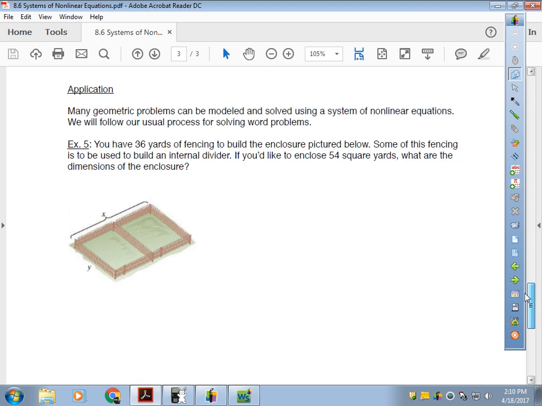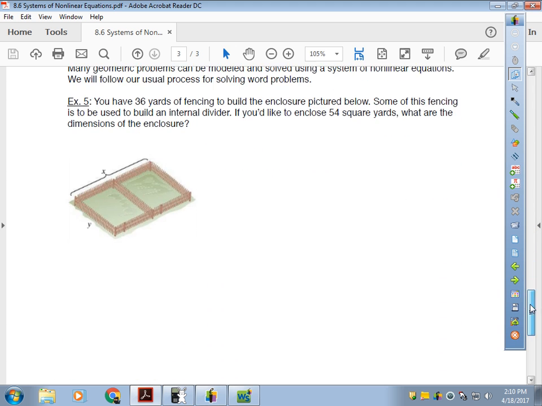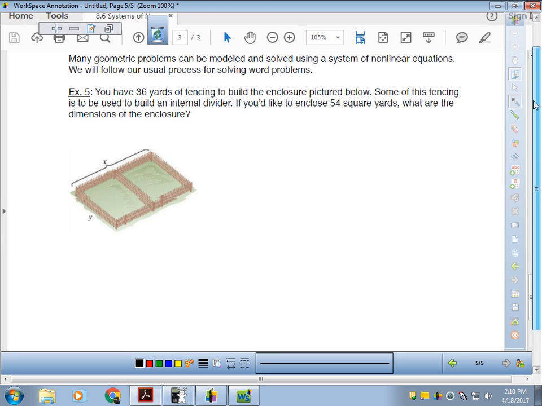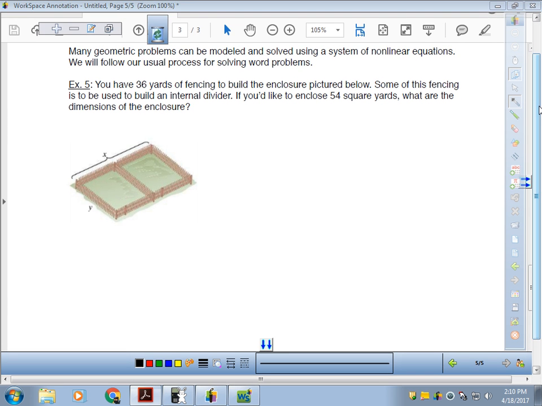The very last thing we're going to do is we're going to do an application problem. Because many different problems that are geometric in nature can be modeled and solved using a system of nonlinear equations. We're going to use the same process for word problems that we've normally done in terms of reading the problem, trying to put it into words, writing equations, finding a variable, all that fun stuff. All the stuff we've been doing for word problems up until this point.